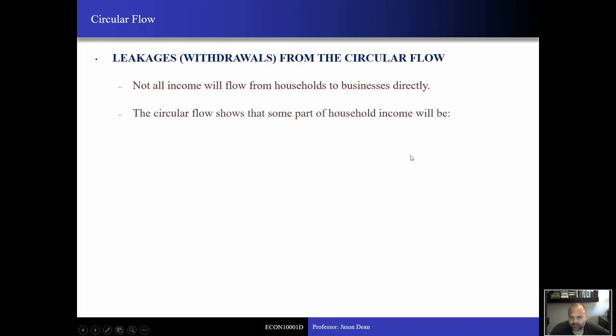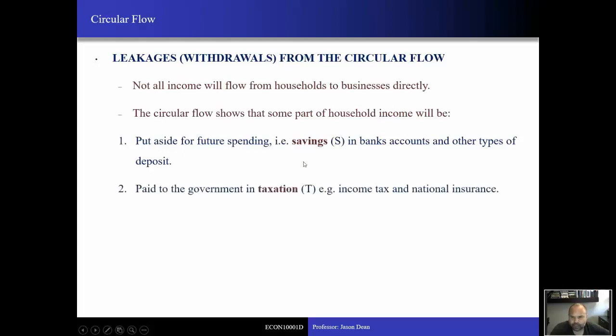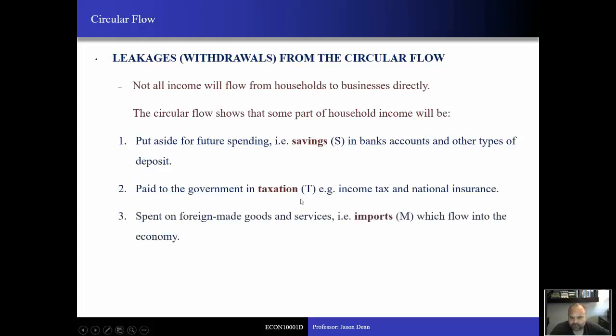Some part of the household income will be put aside for savings. So in our more advanced model of the circular flow, we will incorporate savings, which is a leakage. The leakage associated with the government is taxation. And the leakage associated with the foreign sector would be imports, right? We're spending money in another country. So you could think of a flow of income leaving the country.